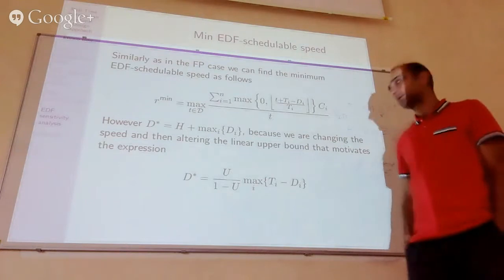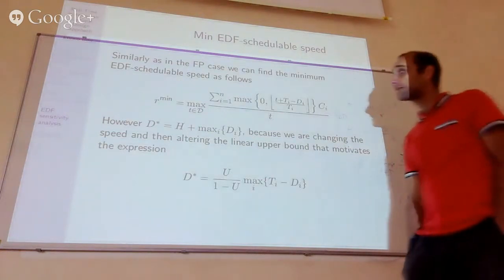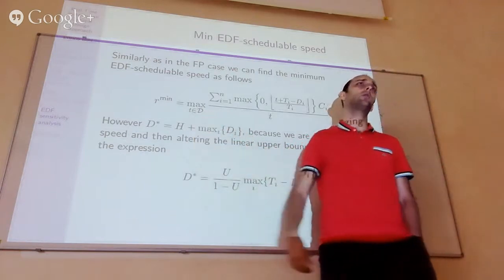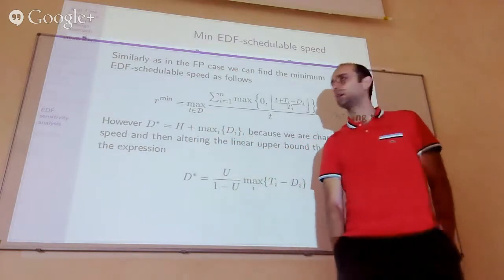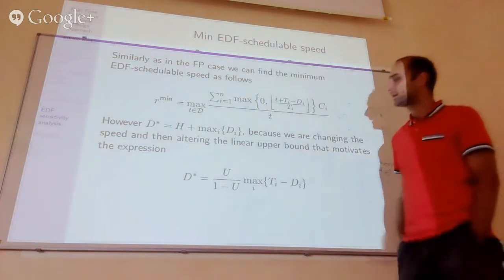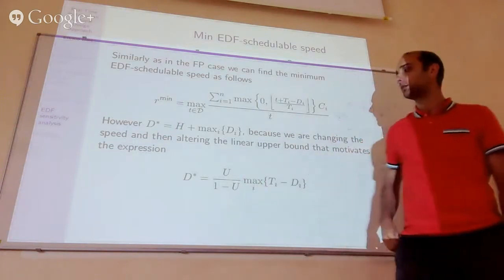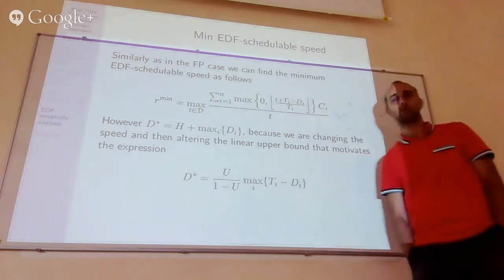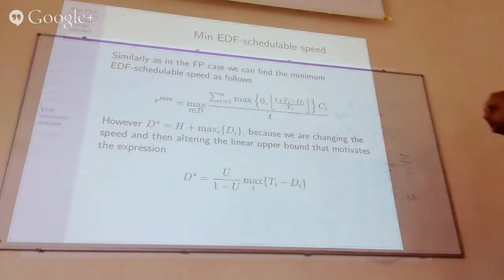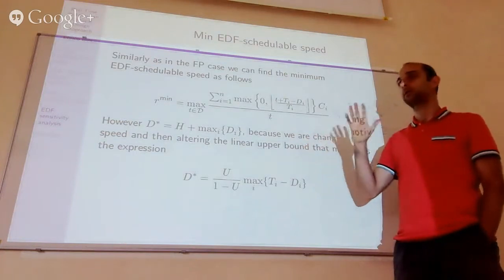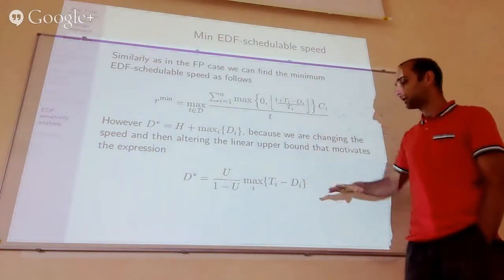Why do you want to find D star again? No, D star is needed to reduce the set of deadlines over which you are checking the test. Since D star depends on the total utilization and we are changing the slope, then we cannot use it anymore.